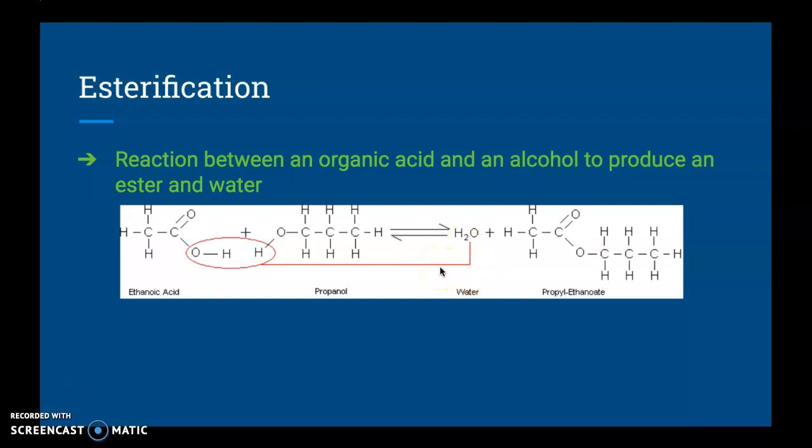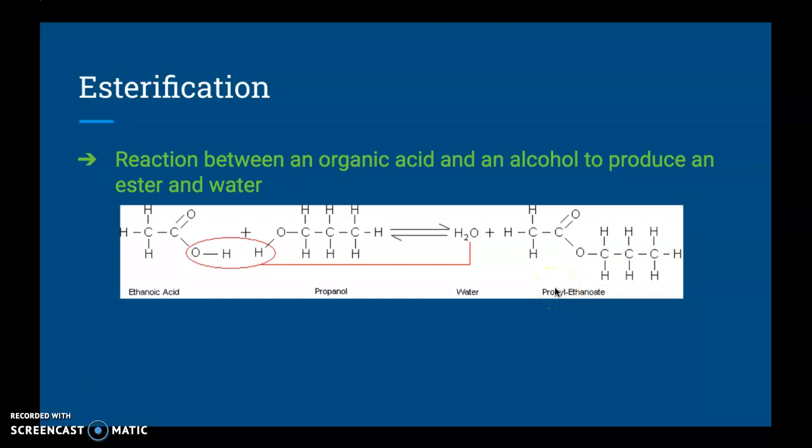And then what happens is the rest of the compound adds together to make an ester. And we see it's an ester because it has the double bond to oxygen and a single bond to oxygen with other carbon groups coming off. This one is propyl ethanoate because we have the 2 carbons here leading up to our double bonded oxygen. And then after that single bonded oxygen, we have the 3 carbons. So that's where we get the propyl from.